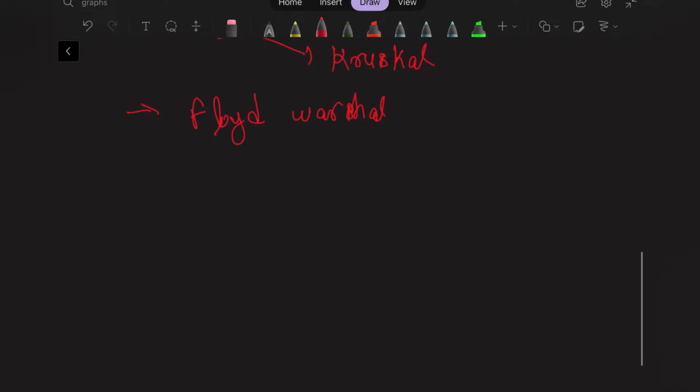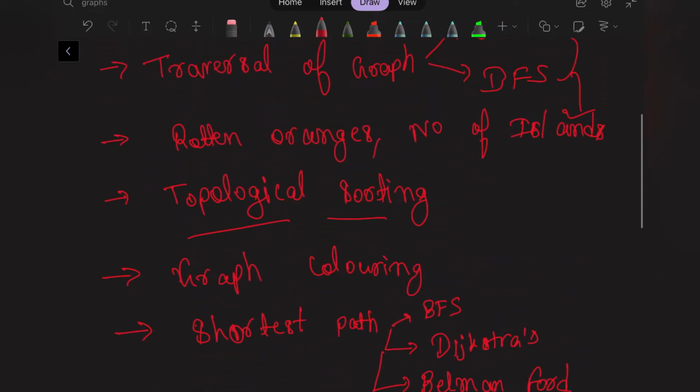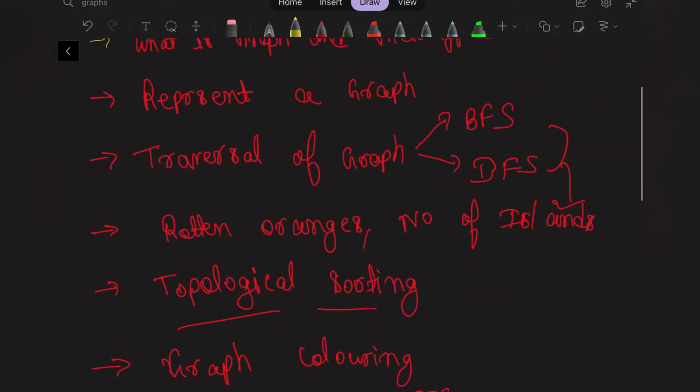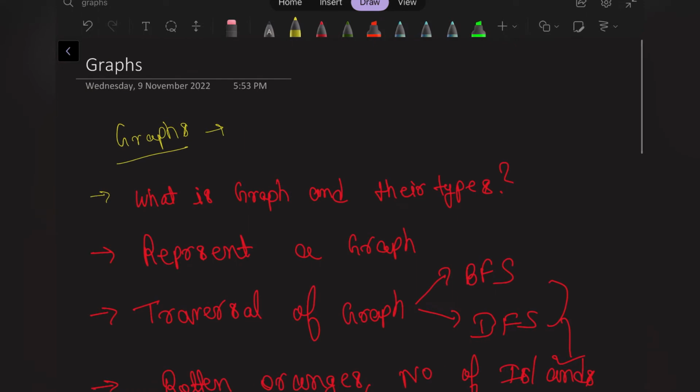After these things, there are many more things like articulation points of graph, bridges of graph. There are many things we are going to discuss. But first of all, we are going to discuss all these things. So these are the things we are going to discuss. Now let's move to our first lesson.